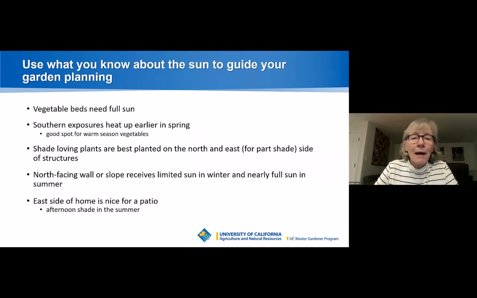So use what you know about the sun to guide your garden planning. Vegetable beds need full sun. Southern exposures heat up earlier in the spring. A good spot for warm season vegetables is on a southern exposure, as it was, remember, for that vegetable bed in our little garden sketch. Shade-loving plants are best planted on the north and east side of structures. And a north-facing wall or slope will receive limited sun in winter and nearly full sun in summer. The east side of a house is nice for a patio. It gets the afternoon shade in the summer.